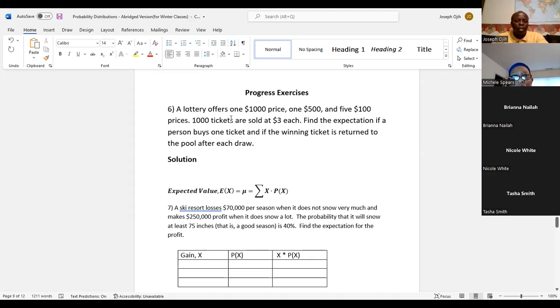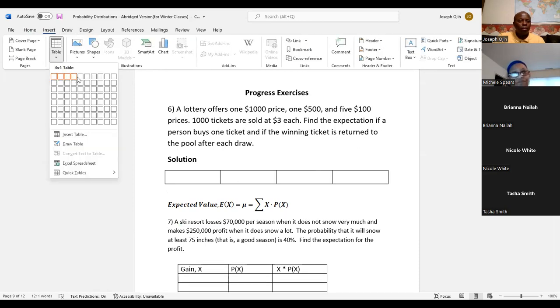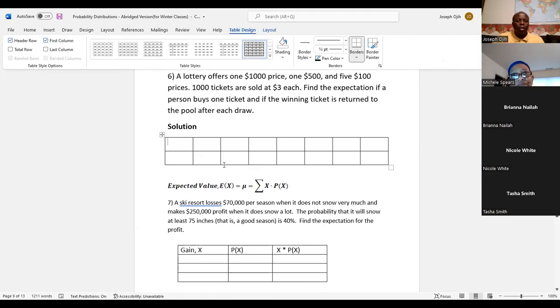And there are how many prizes? 1, 2, then plus 5. There are 7 prizes to win. Then, if you don't win at all, remember you spent $3. If you don't win at all, nobody will give you your money back. So that will be a loss. So let's put a table in.